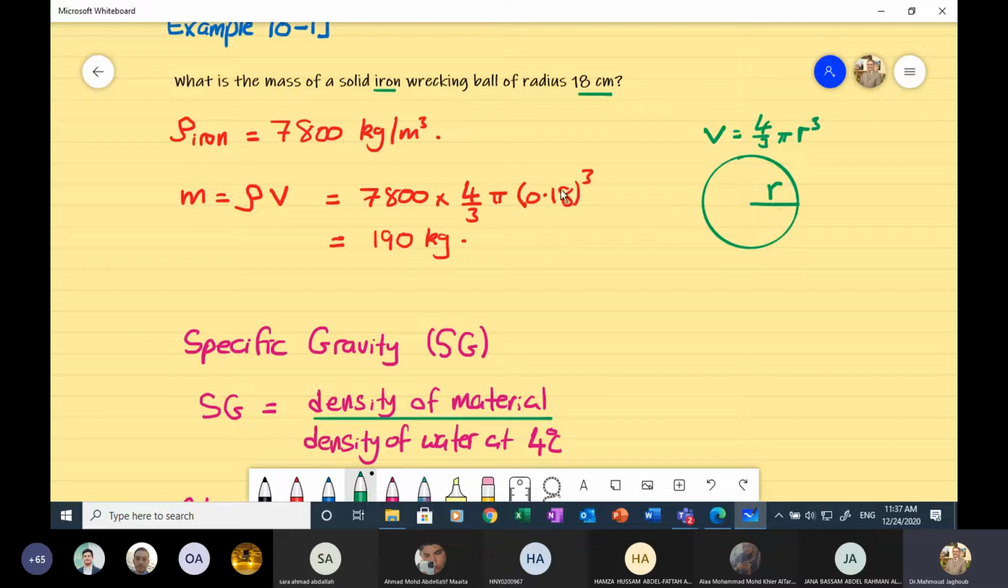So the radius is 18 centimeters, and I've changed it into meters so that I can get the mass in kilograms. And that ball with a radius of 18 centimeters has a mass of what? 190 kilograms. This is a lot larger than water. See, density of iron is 7.8 times larger than the density of water. Density of water is only 1,000 kilograms per meter cubed, while iron is 7,800 kilograms per meter cubed. So it's 7.8 times larger.